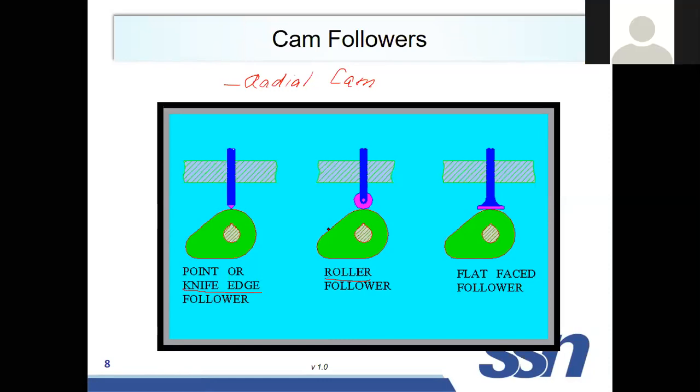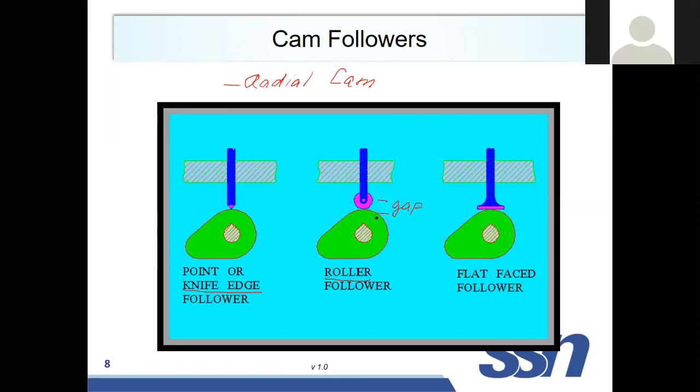The separation gap between the follower and the knife. Very good, very good. Excellent, Ronak. It's an excellent answer. Actually, here the follower is directly in contact with the cam. But here, the follower is not directly in contact. There is a gap that exists between the follower and the cam.